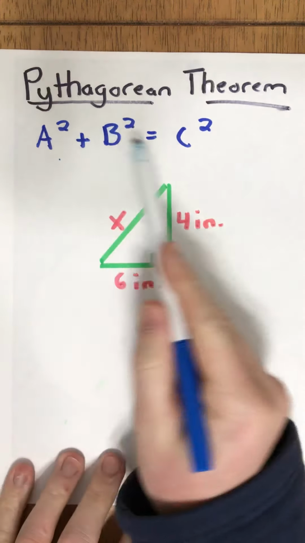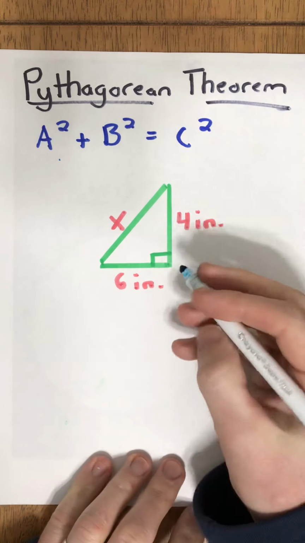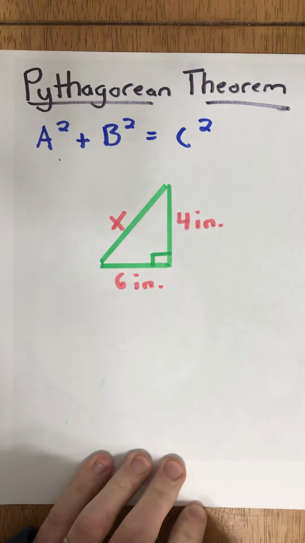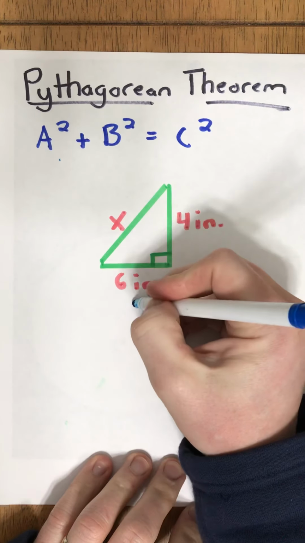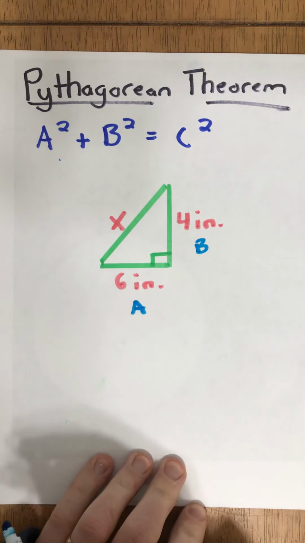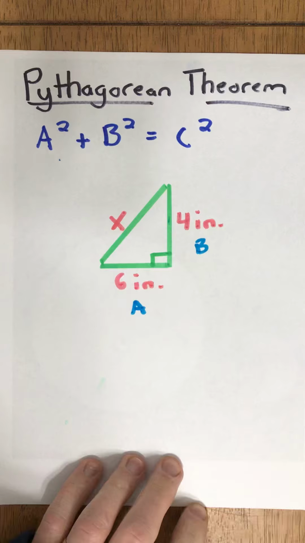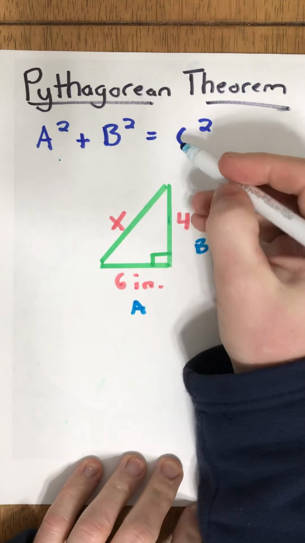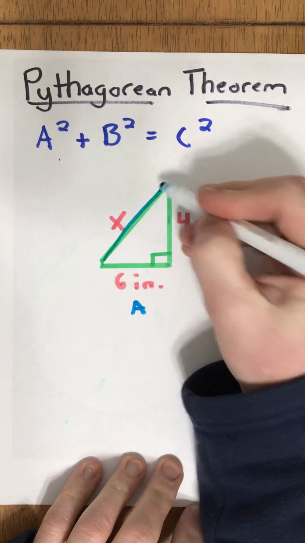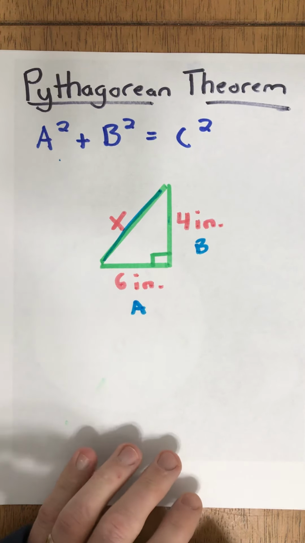So I listed up here a little reminder from last week, the Pythagorean theorem, which is a squared plus b squared equals c squared. For anybody that might have forgot, a and b are the two legs of your triangle. So we could assign this to be a and this to be b, or we could flip-flop that. Your legs are the two sides that are touching your right angle. Your c is this piece right here. That's also known as our hypotenuse. That is our longest side.